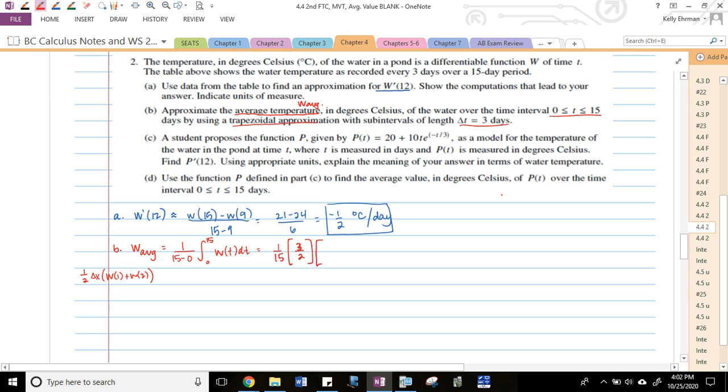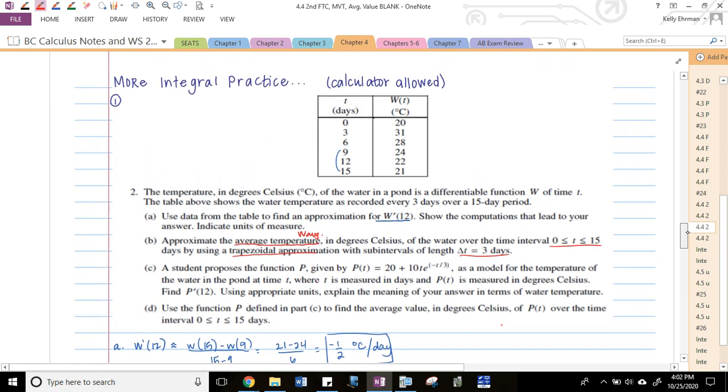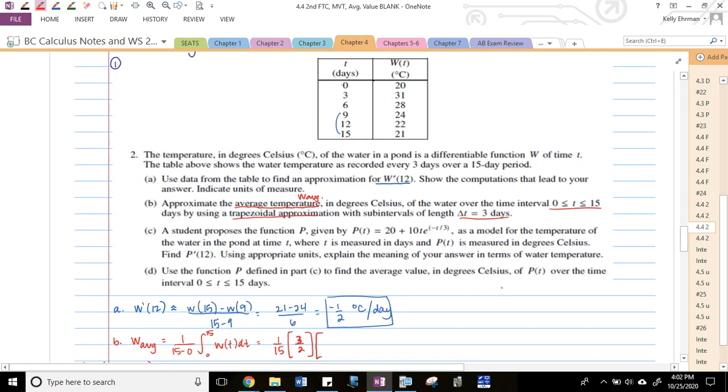So I would factor that out right away too. So everything's going to have a 3/2. And then what are the bases that we're going to use? They want us to use every 3 days. So like one trapezoid goes from 0 to 3. One trapezoid goes from 3 to 6, 6 to 9, 9 to 12, 12 to 15.